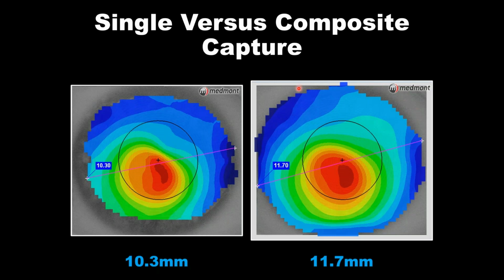what it's going to do is it'll merge all of those topographies together to create a much larger view of the eye. The Medmont takes an incredibly big area of data. As a small cone topographer, it automatically gives you a large surface area of capture. But with the composite feature, you can get even larger in area of analysis.